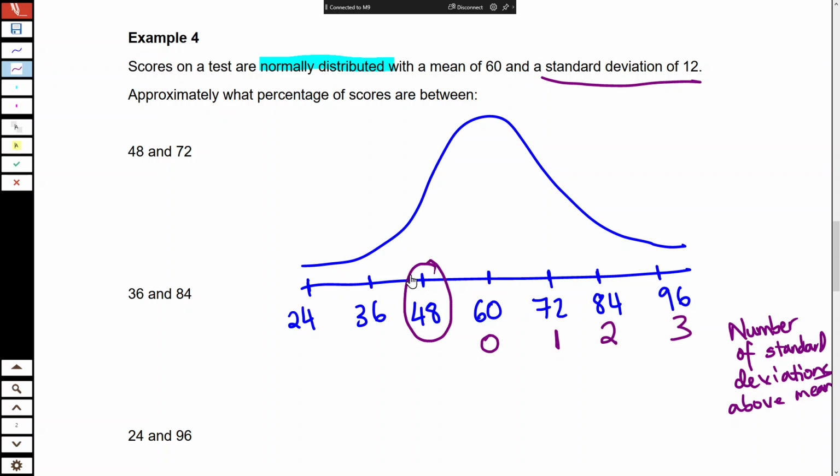Here, at 48, I'm below the mean. So I can't say I'm 1 standard deviation above the mean, but another way I can express this is to use the number -1, -2, and -3.